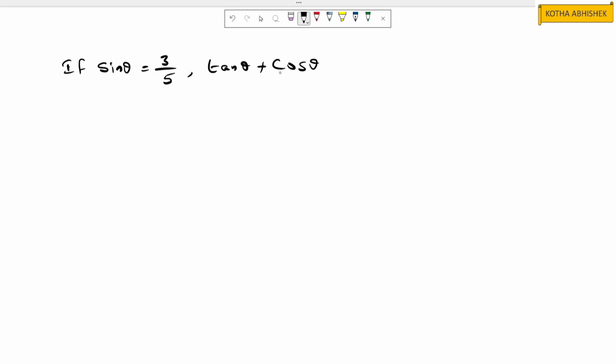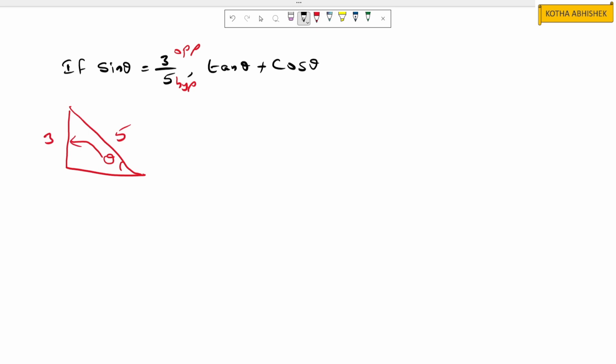First, here sin theta equals 3 by 5 is given. There is no figure here, so let us draw the diagram first. One right angle triangle. I am taking the theta here. So sine means opposite to the theta divided by hypotenuse, right? So here opposite is 3. So for this theta, opposite is 3 units and hypotenuse is 5 units.